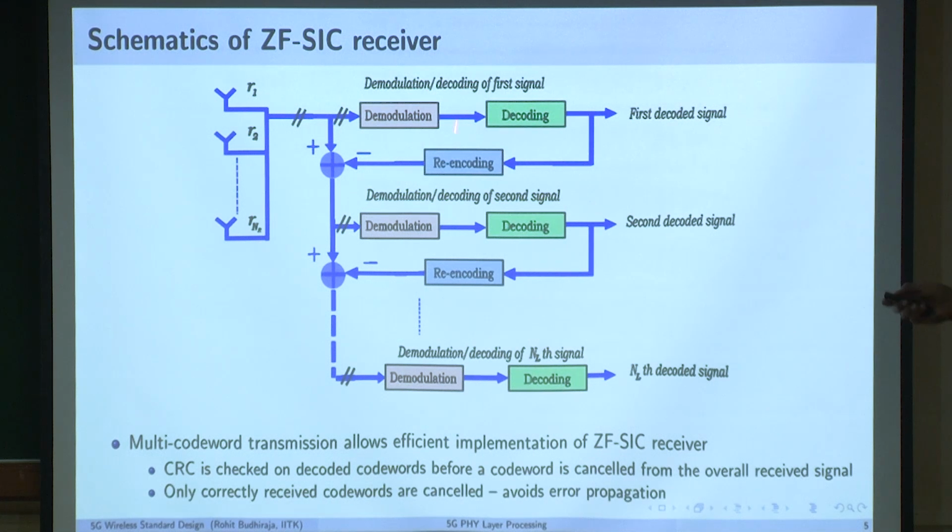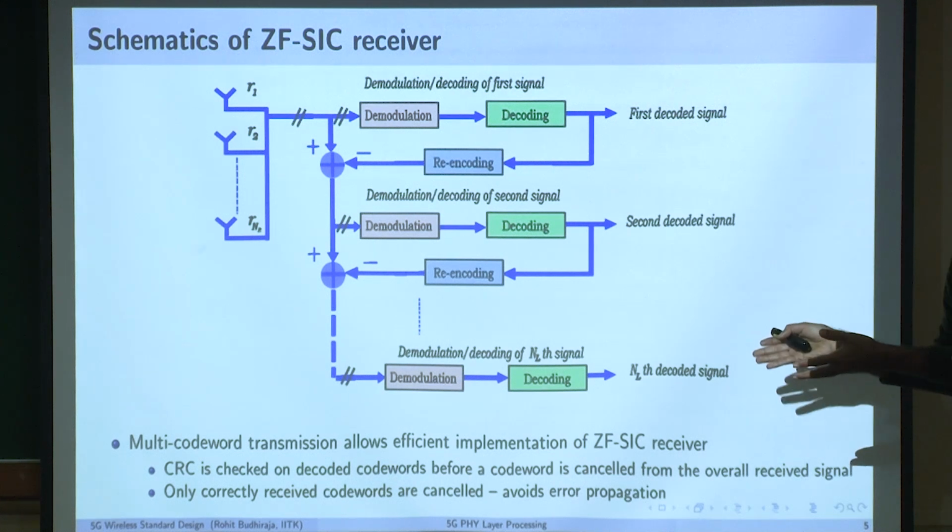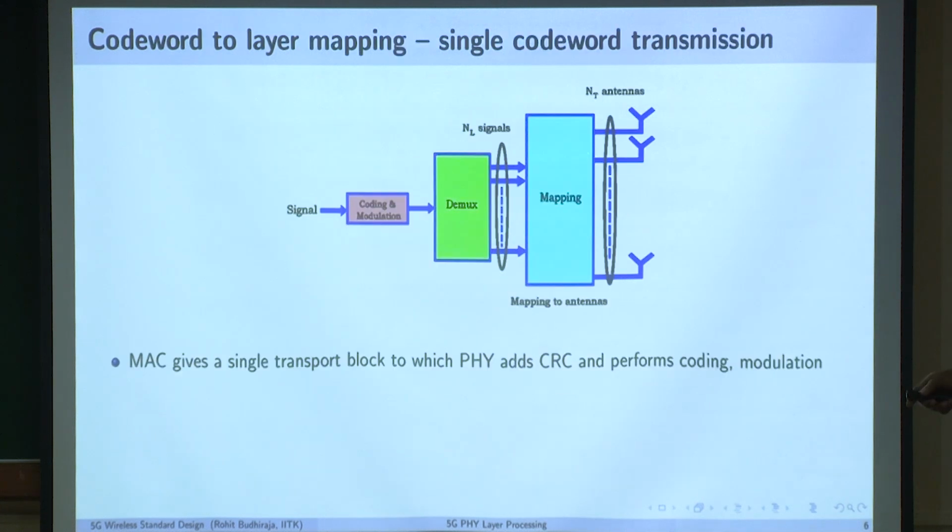What this allows is that only correctly received code words are cancelled, because you can validate the CRC. If the CRC passes, then only you subtract that code word, otherwise you don't. If you don't do that, what will you do? You will subtract the wrongly decoded code word. So you have errors here, there will be error propagation in the other layers also. So typically you don't do that. CRC helps in doing that. If this kind of architecture is given to you, you can do that. So this is one extreme.